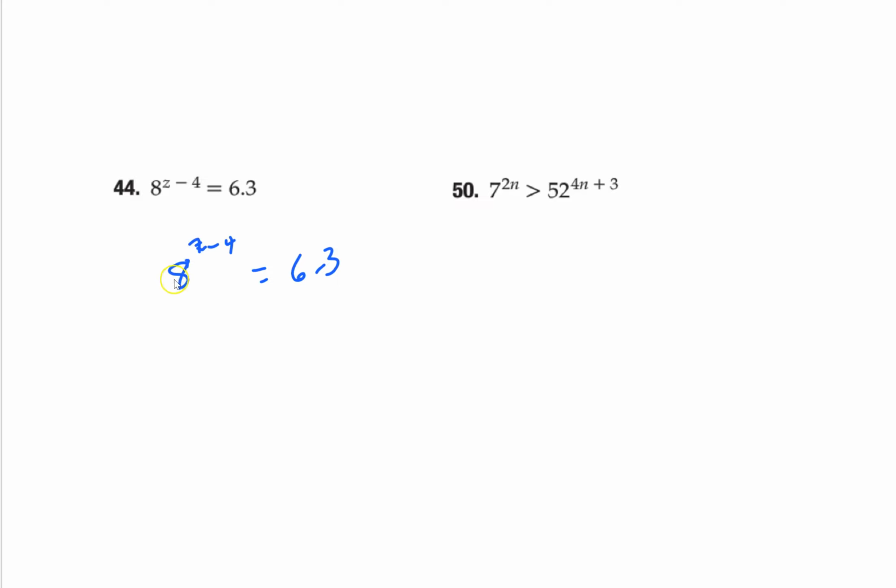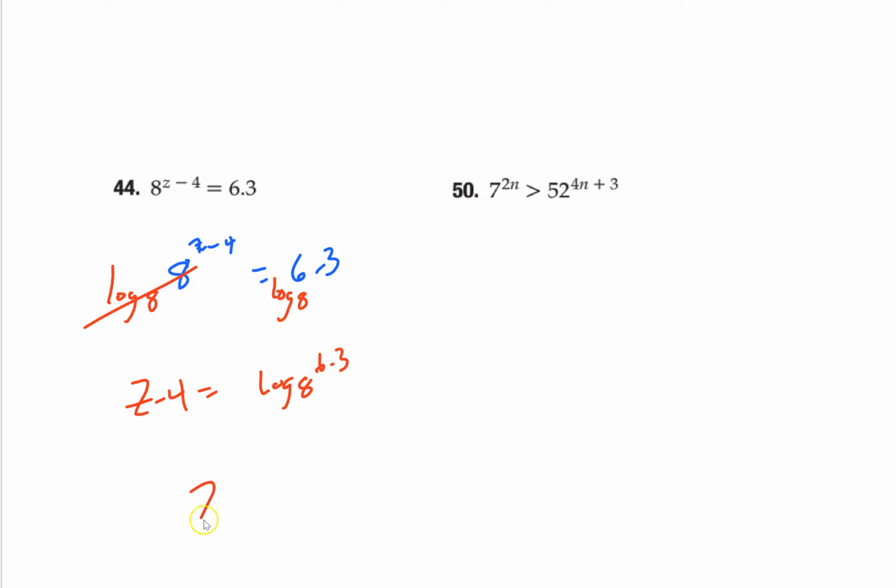So I'm trying to solve for this variable here. So I'm gonna take the log base 8 to that side. If I take that to this side, I'm gonna do the exact same thing over here. And why is this a shortcut? Because remember what happens if they match? They cancel. So you just get z minus 4 equals log base 8 of 6.3.